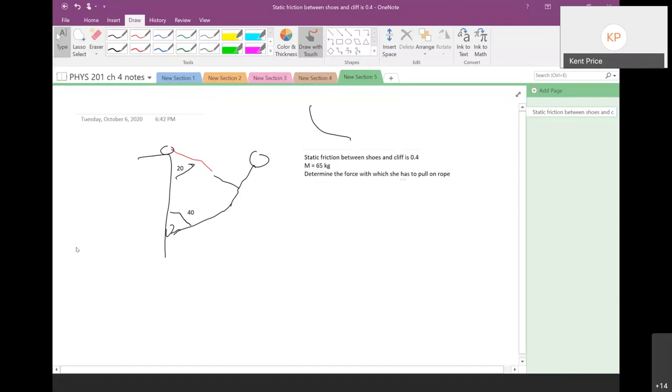So if you show up on the final and see this one, you're like, oh my goodness, I've never worked a mountain climber problem before. Then you say, well, draw a diagram.